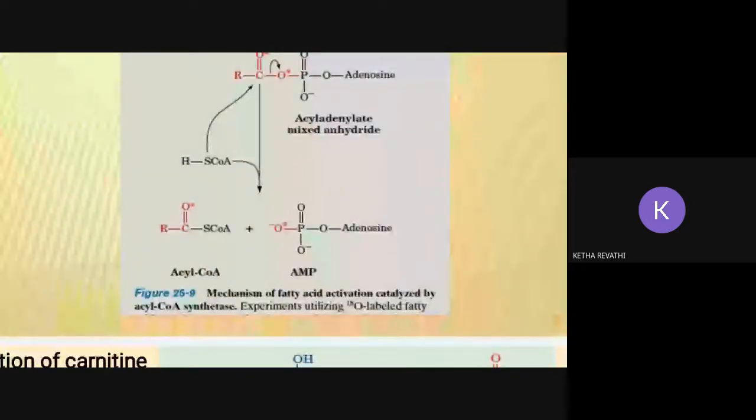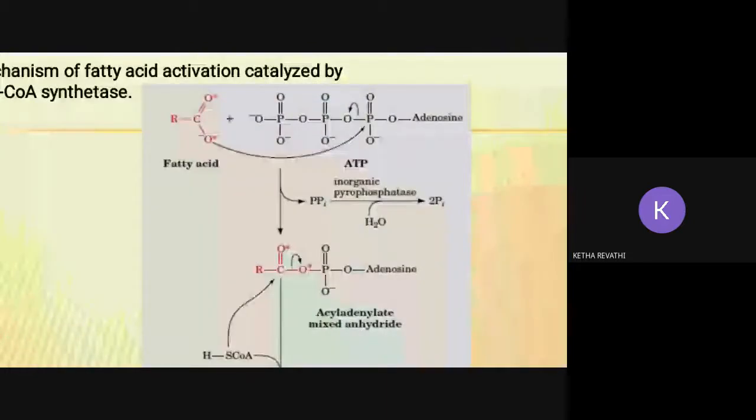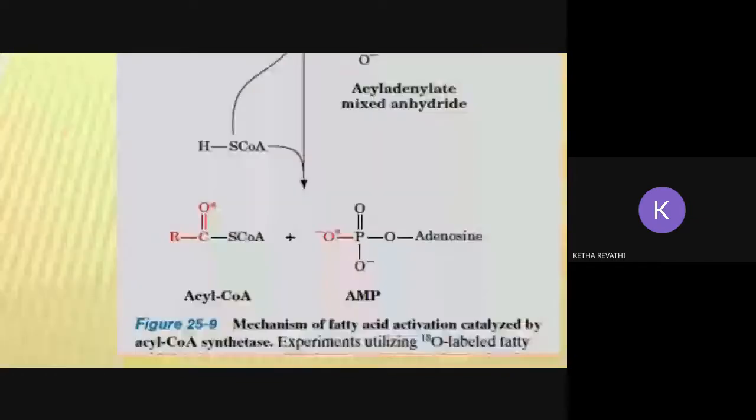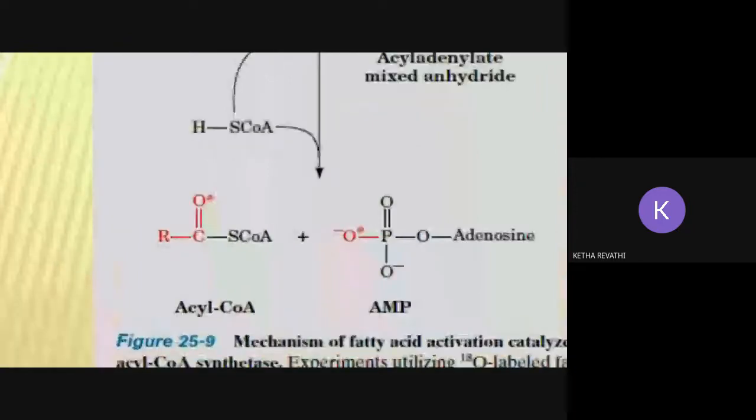What happened in this step? The fatty acid is activated into acyl-CoA. Acyl-CoA is represented like this: R C double bond O S-CoA. What is meant by R? R is a side chain. It has a number of carbon atoms.